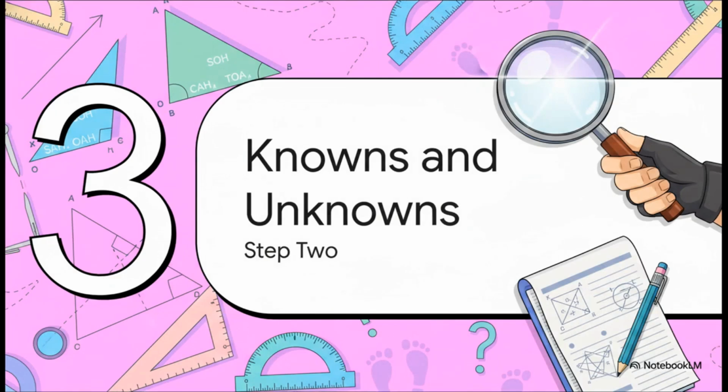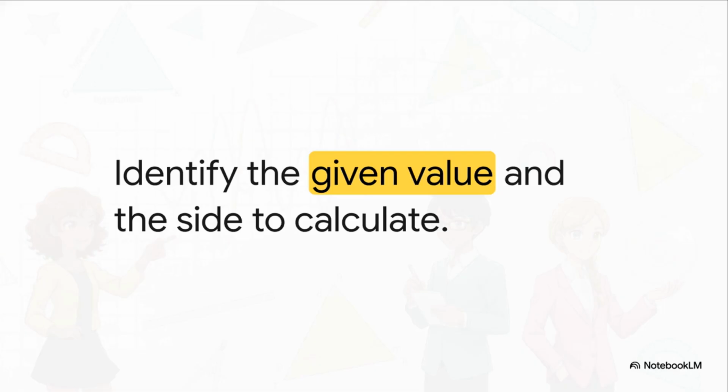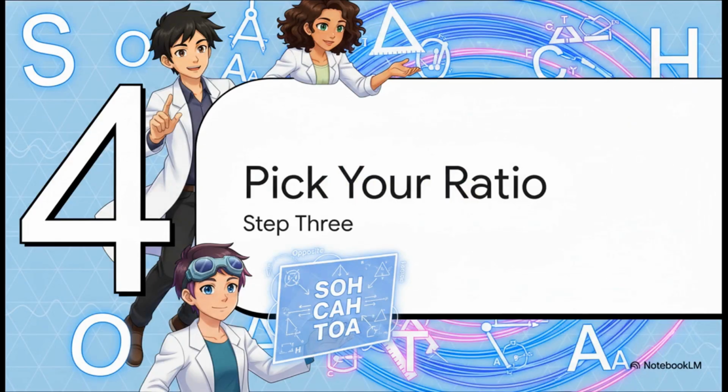Part 3, Step 2, Knowns and Unknowns. Okay, so this step is all about scanning your problem like a detective. In literally every single exam problem, you are essentially looking for a specific pair of sides. One of these sides is going to have a given value, say a number like 20 centimeters. That's your known. The other side, that's the one you are desperately trying to calculate. That is your unknown. You need to isolate this specific pair of sides in your mind because they totally dictate what happens next.